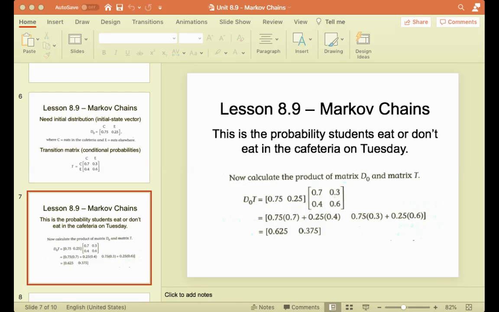I just got the 0.75, 0.25. And remember, this one is going to be the cafeteria, so I think it's 0.7 and 0.3 that they're going to eat there. And then what's the probability that they don't eat there? Well, it's going to be the 0.4 and the 0.6. Okay, so now down here I'm going to do A times B.